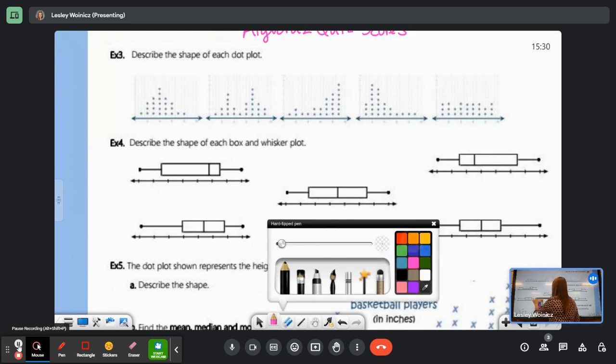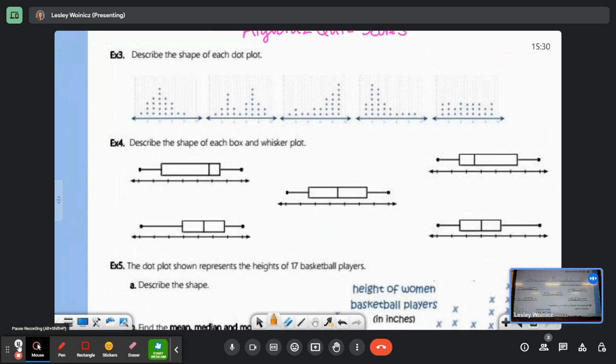All right, this should be review. Describe the shape of each dot plot. Yeah, this is roughly bell, normal, or symmetric. Those are synonymous. Okay, the next one you are correct is bimodal because it has two modes, this one and this one.